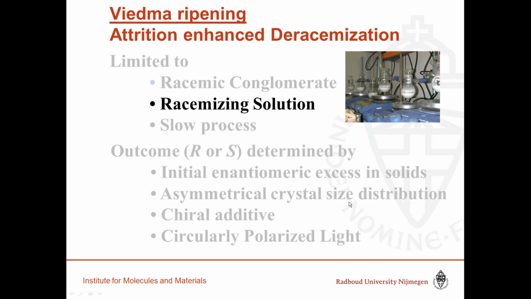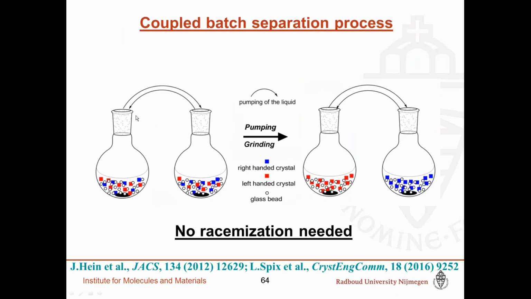Now, another point is racemization in solution. That can be very troublesome. Normally, we go to Floris Rutjes, a professor in our institute, and he knows all about racemizing compounds and reactions. But if it is still not possible, then you could consider using this very nice experiment published by Heine et al. and later on also by Laura Spix, where you have a slurry which you grind as in Viedma ripening, but the racemization now is induced by pumping the liquid only between the two vessels in both directions.